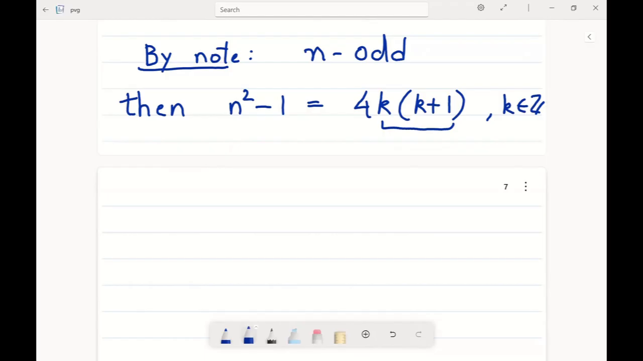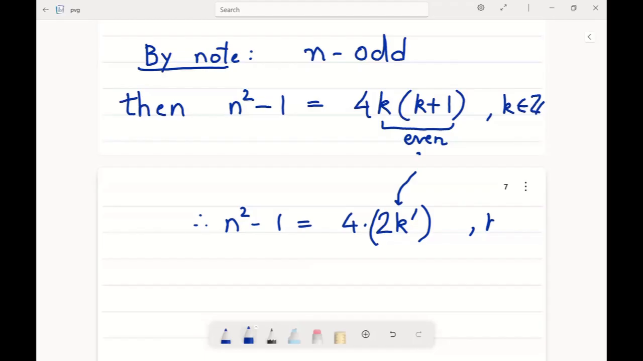So this has to be what? This has to be even, because it is the product of two consecutive numbers, and we have proved that the product of two consecutive numbers is always even. So this means that n squared minus 1 is 4 into some 2k dash, right? Because it is even. Any even number is of the form 2 times k dash, where k dash is an integer. And therefore, eventually we are getting that n squared minus 1 is 8 times k dash, where k dash is an integer.